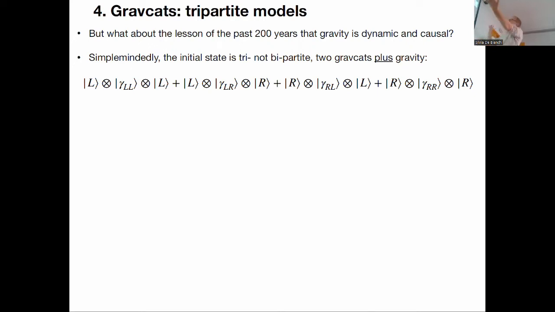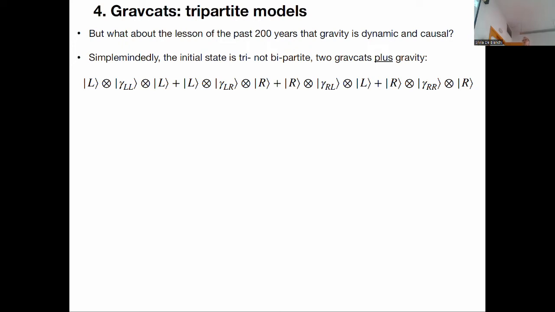So when we write our initial state, when we have both grav cats on the left, we should also write in the appropriate state for the gravitational field. When we have one on the left and one on the right, we write in a different state of the gravitational field. So it's tripartite. There really are three systems, not two.